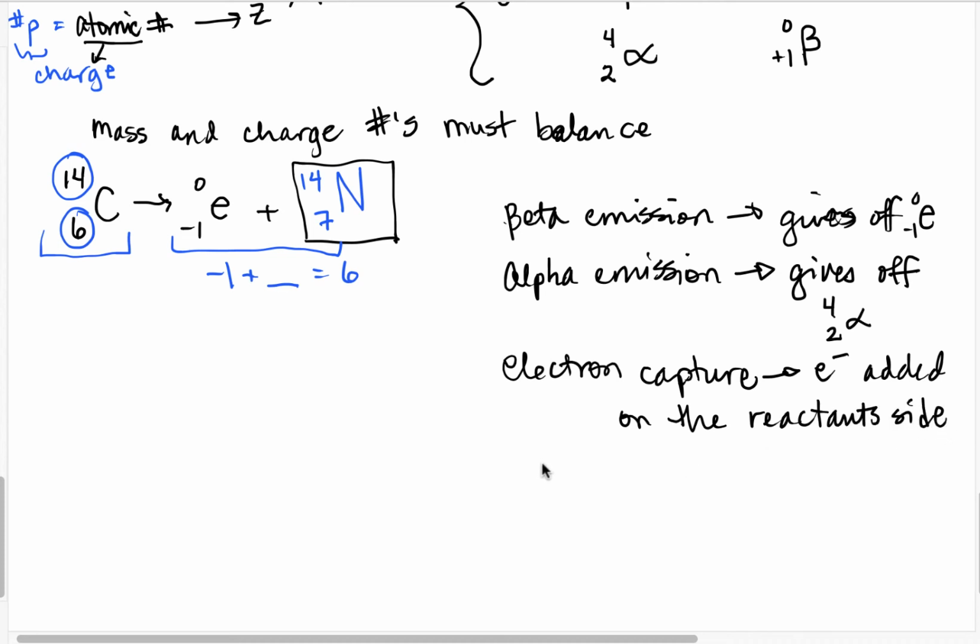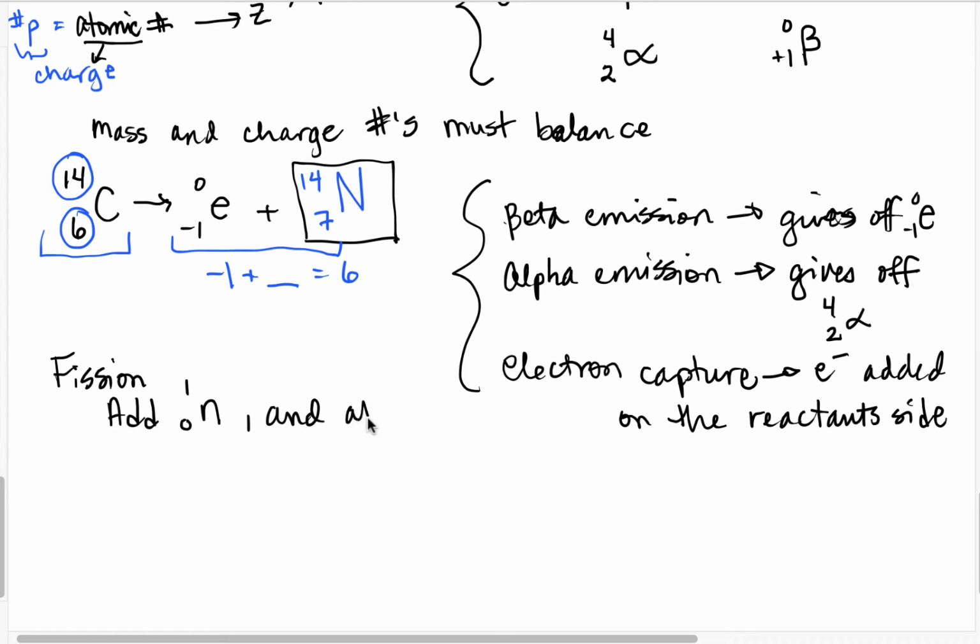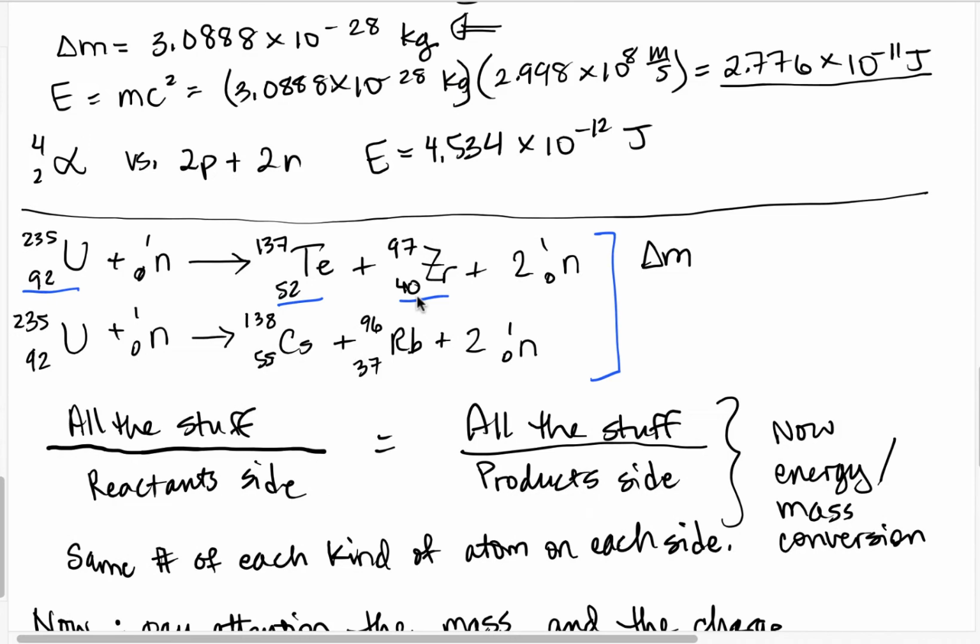And then the other thing, these are sort of natural decay processes, but the other thing that we also see is fission. And fission usually happens because we add one or more neutrons, and the main atom splits. And the atom will split into one or more parts.